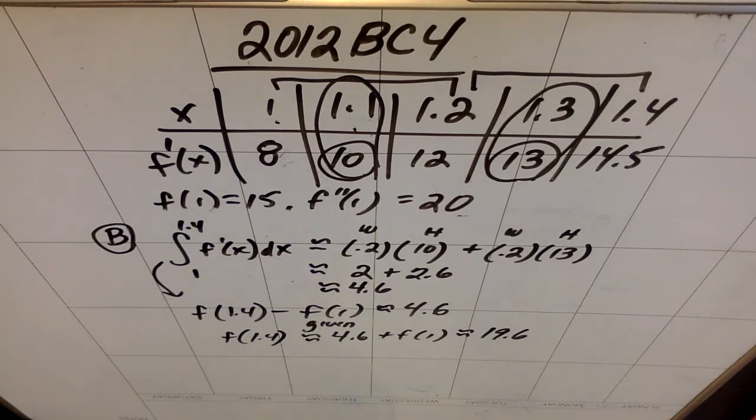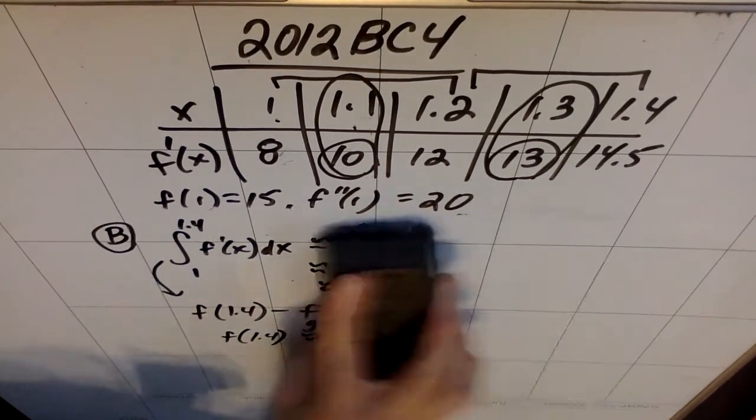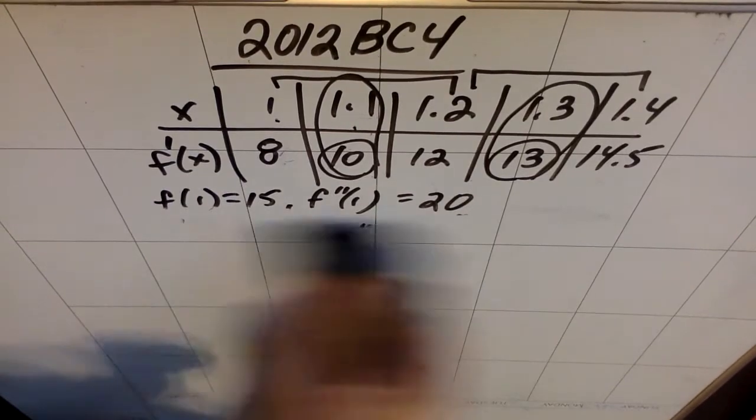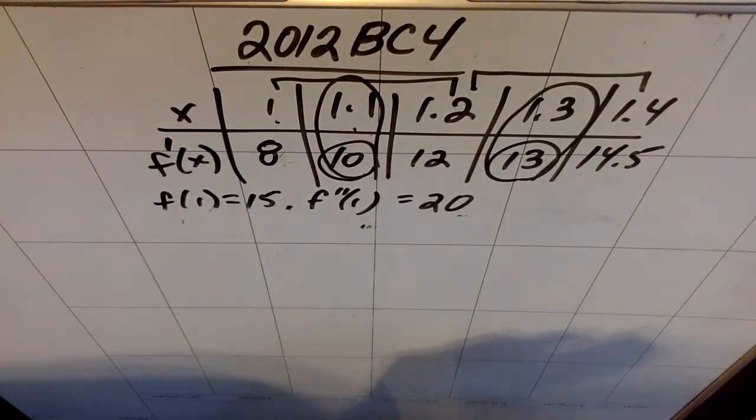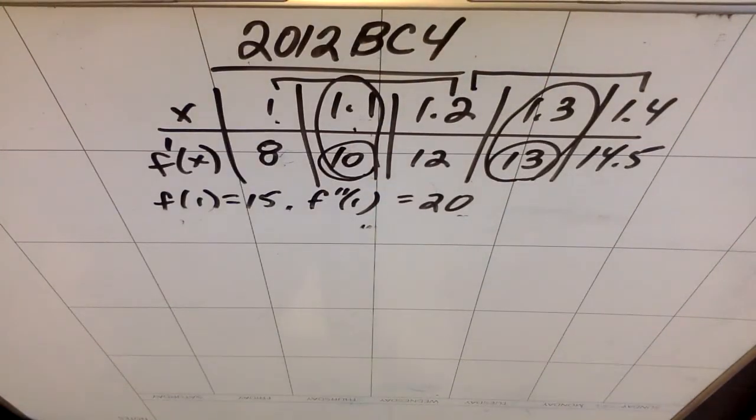All right, cool. Part C is where we finally see some BC calculus. So part C asks us to use Euler's method, starting at x equals 1 with 2 steps of equal size to approximate f of 1.4. Show the computations that lead to your answer.